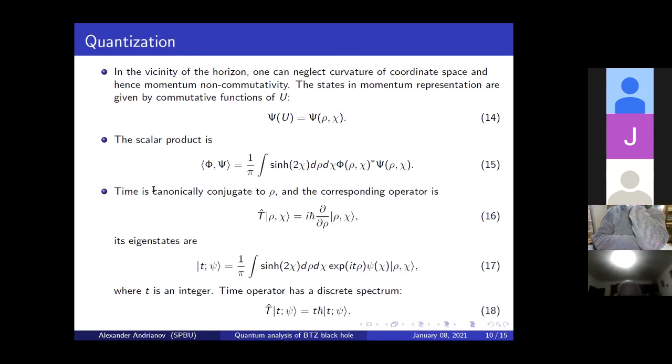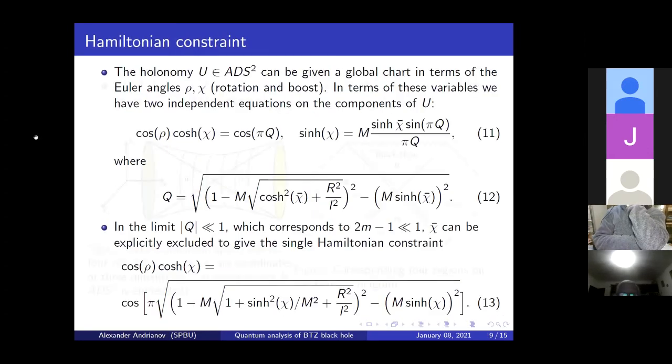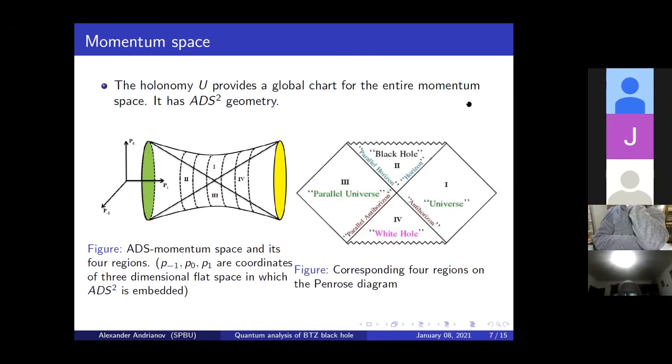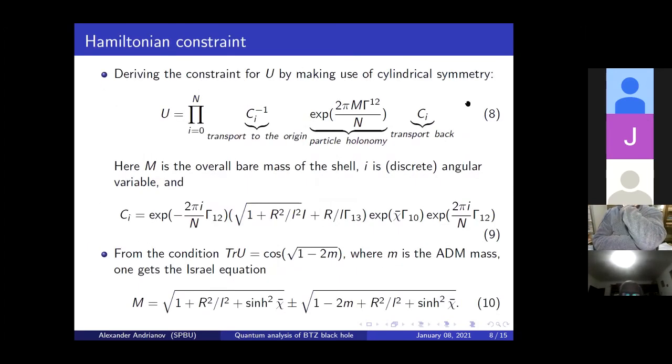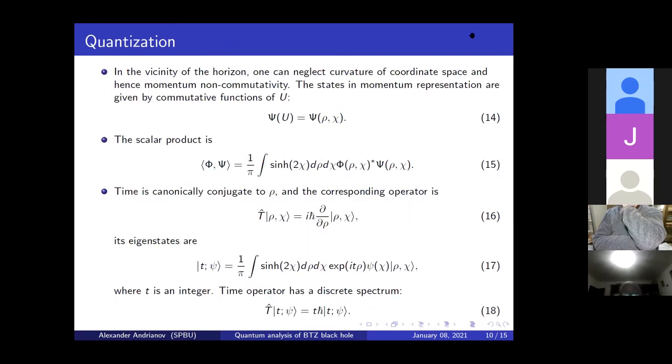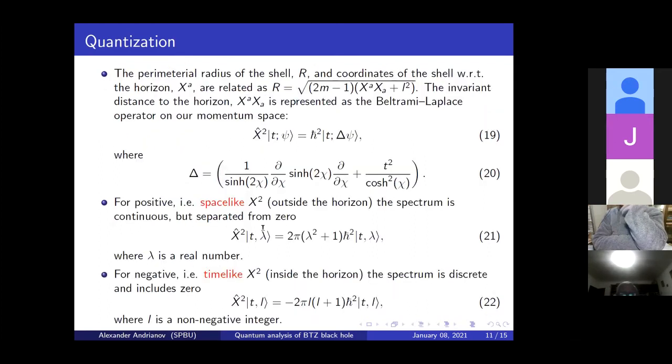But as I showed you, rho is compact, and in rho we have periodicity, and as a result, time is discrete. It has a discrete spectrum. So now we derive an analog of, in a sense, the equation, the spectrum of coordinates.